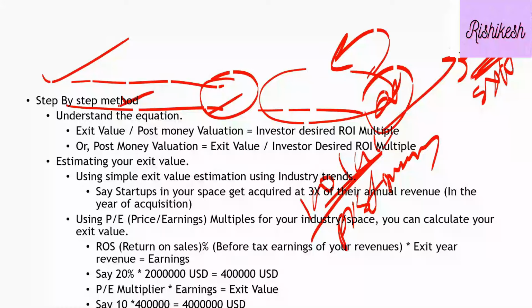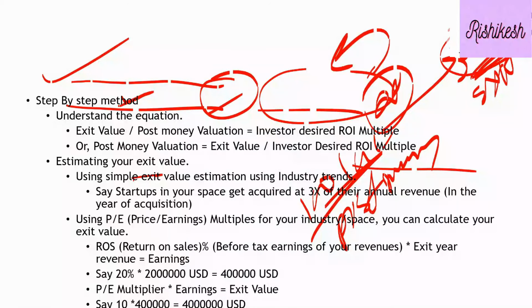So exit value can be calculated, right? This is the exit value. How can you calculate it? You can use a number of methods. The first method is to use industry trends. Let us suppose there has been an industry trend that startups in a similar area of operations as you get acquired at 3x of their annual revenue.